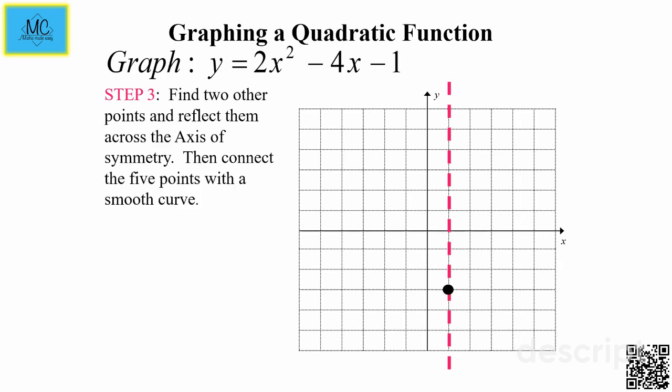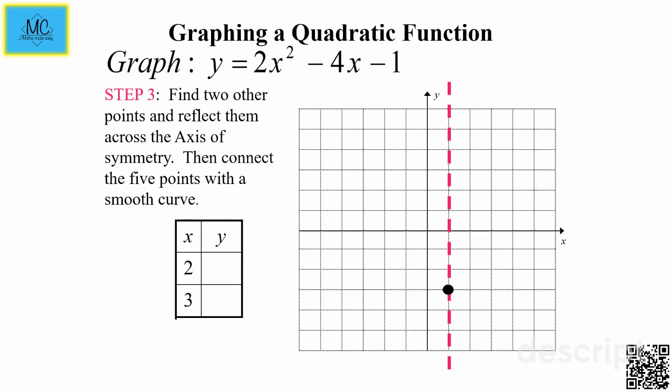Now, the third step over here will be to find 2 other points, reflect them across the axis of symmetry, and then connect the 5 points with a smooth curve. And here you're going to use y is equal to mx plus c to find the values. After finding the value of x, you can find the value of y by using the formula y is equal to mx plus c.